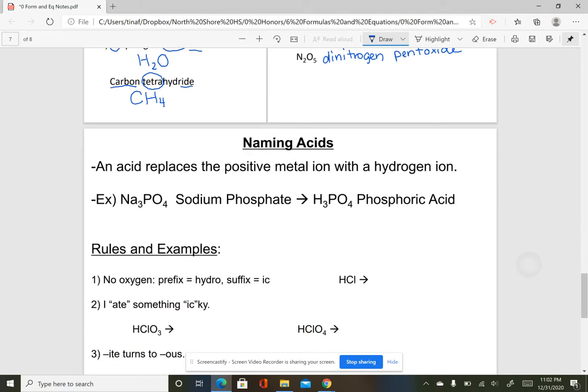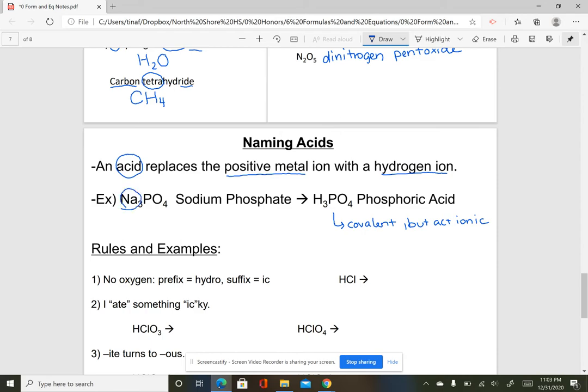So acids are confusing. They're complicated because they are covalent, but they act ionic. So when you take an acid and you dissolve it in water, it actually breaks up into ions, even though acids are made up of only nonmetals. So how you know that something is an acid is it replaces the positive metal with a hydrogen ion.